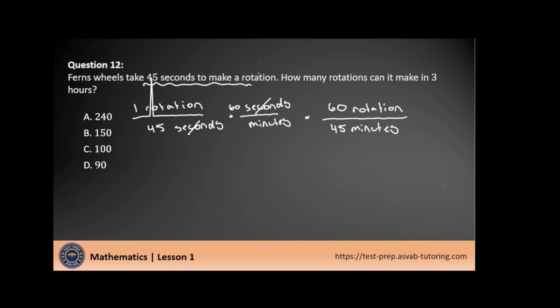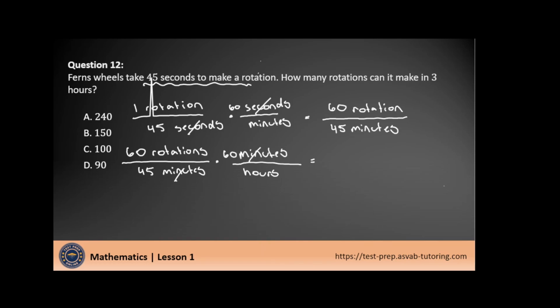Okay. Now we want to turn this into hours. So we'll rewrite this, 60 rotations in 45 minutes. To cancel minutes, we're going to put minutes in the numerator. We want to be left with hours, so I'll put that in the denominator. These will cancel. How many minutes are in an hour? Again, it's going to be 60.